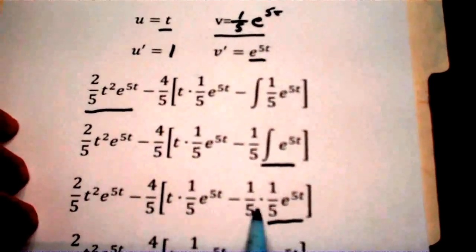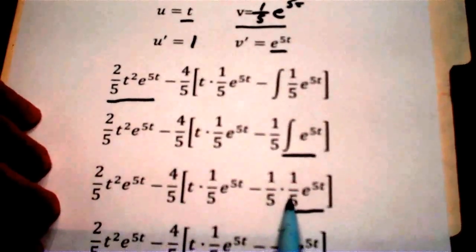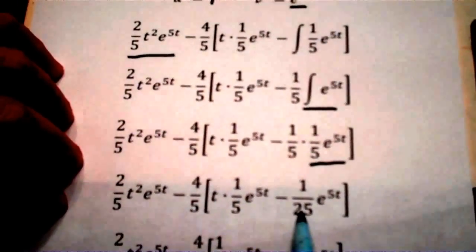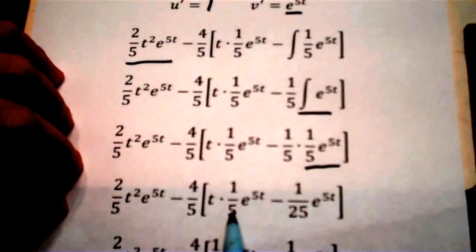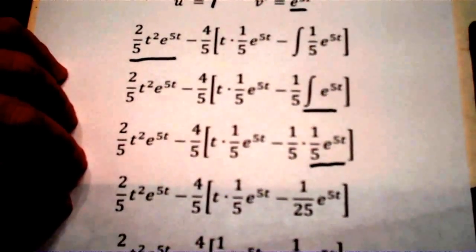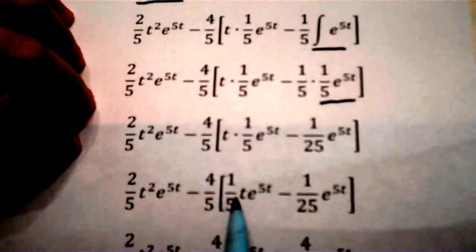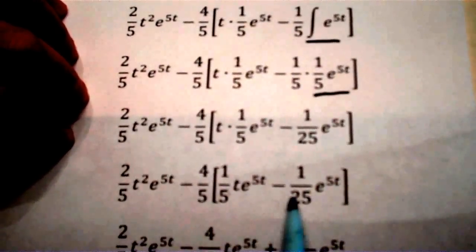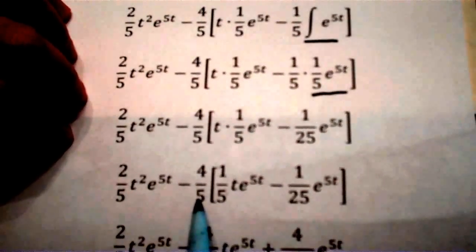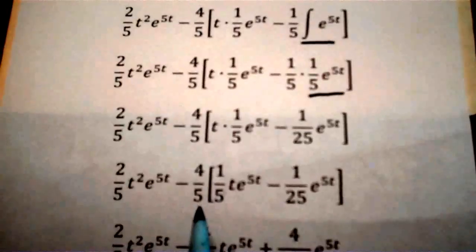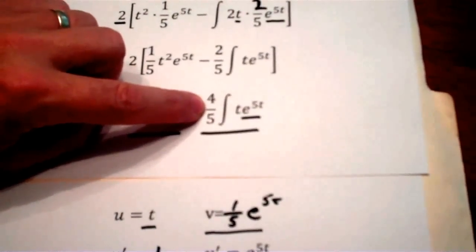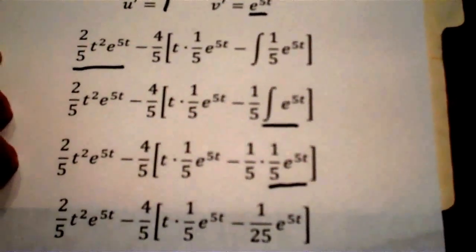Now let's do some simplification. My 1/5 times my 1/5 would be 1/25. I'd also like to move this 1/5 out in front of my t, and that'll simply make this 1/5 t e to the 5t. Now, that's pretty much done, but don't forget that 4/5 that I've had sitting out there from way back up here. You remember, I set that aside before I could even do the integration. So now I've got that 4/5, I'll need to multiply through my solution.